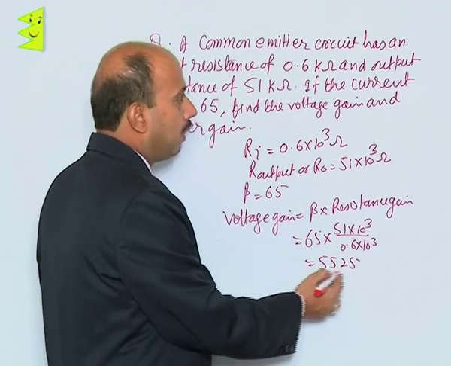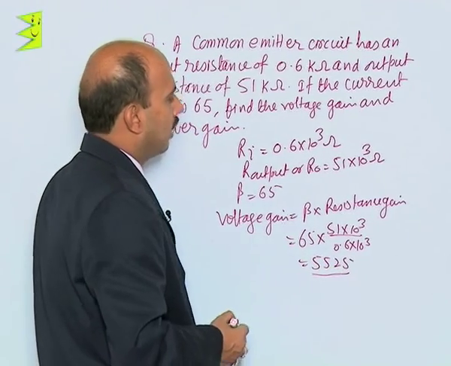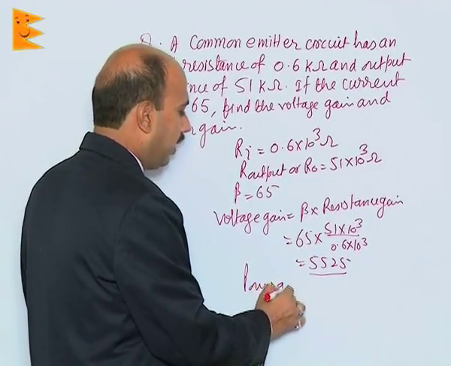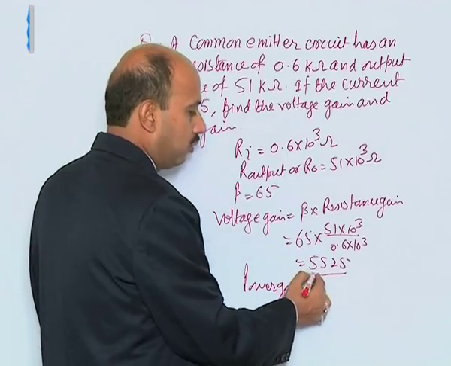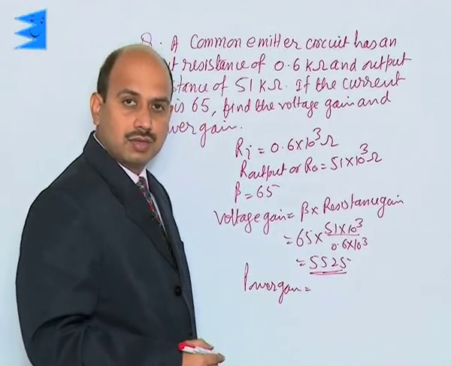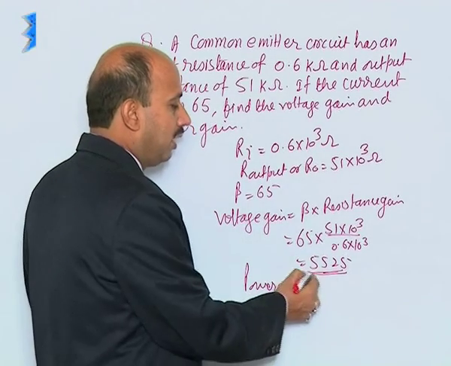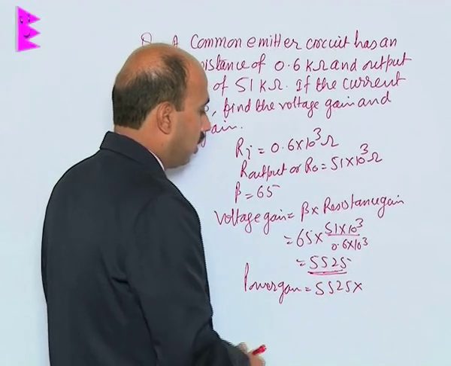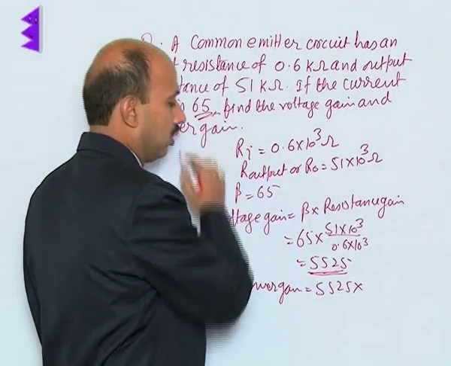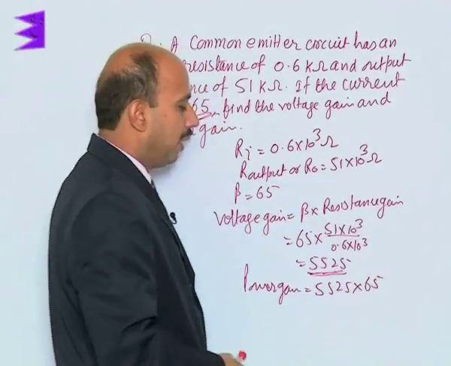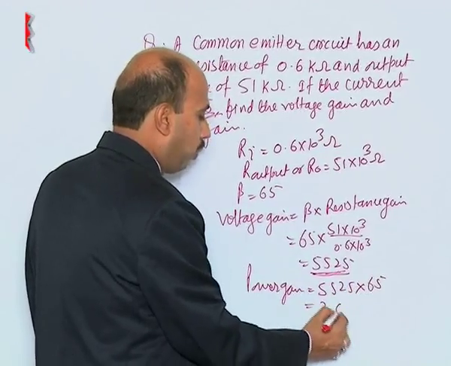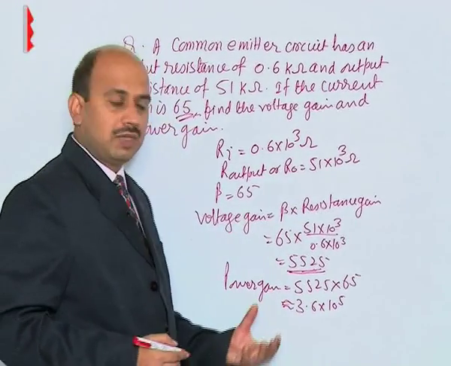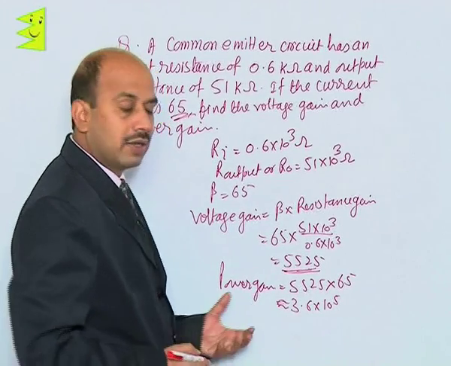So, if we have the voltage gain, we can calculate the power gain. Power gain can be written as voltage gain into current gain. So, that is 5525 into the current gain, which is 65 here. When we multiply this, we will get 3.6 into 10 raised to power 5 approximately. So, this is simply a formula based question where we can get the voltage gain, current gain and power gain.